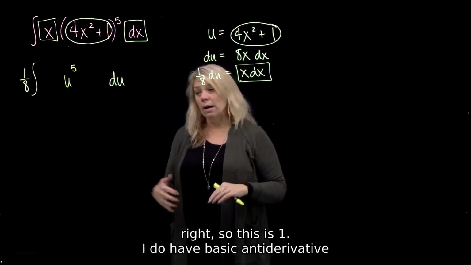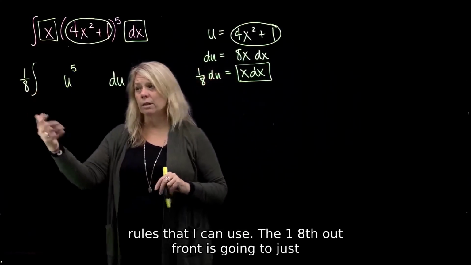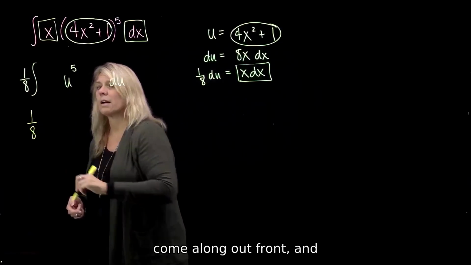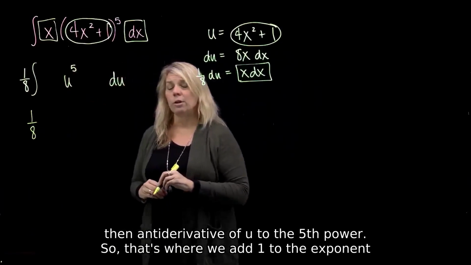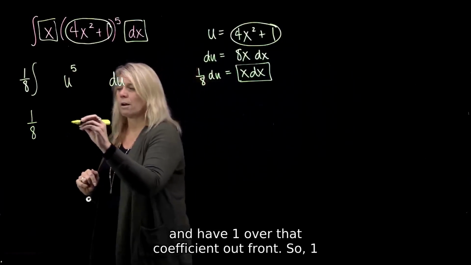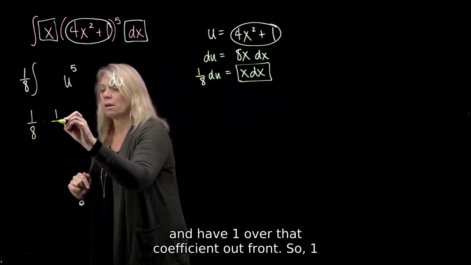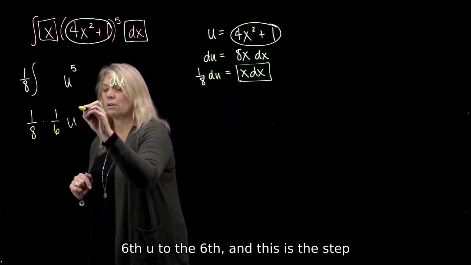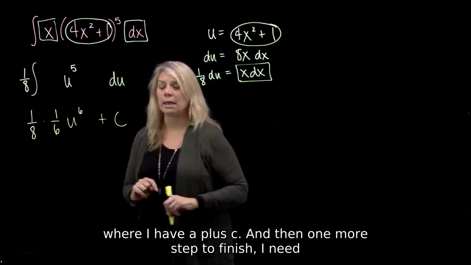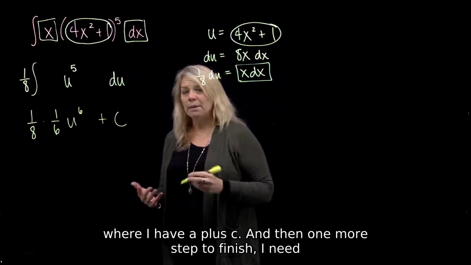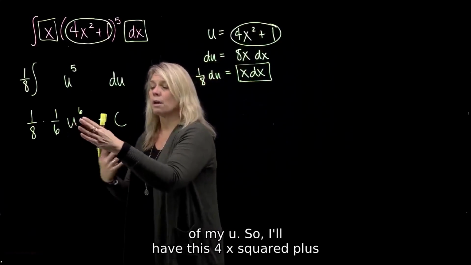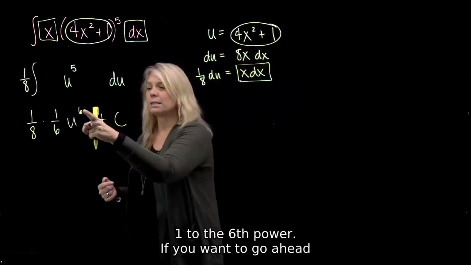All right, so this is one where I do have basic antiderivative rules that I can use. The 1/8 out front is going to just come along out front, and then the antiderivative of u to the fifth power, so that's where we add 1 to the exponent and have 1 over that coefficient out front, so 1/6 u to the 6th. And this is the step where I have a plus c. And then one more step to finish. I need to substitute back in place of my u. So I'll have this 4x squared plus 1 to the 6th power.